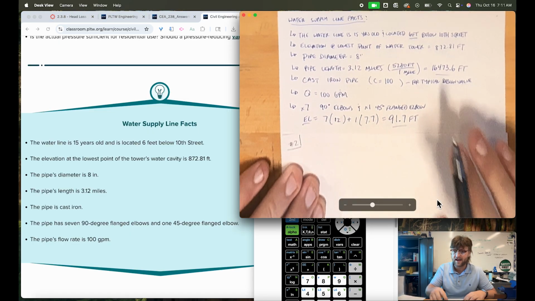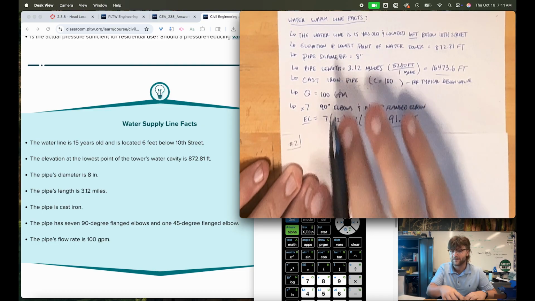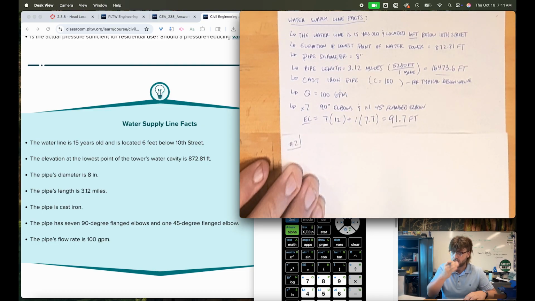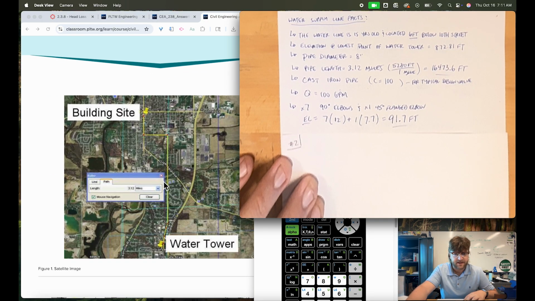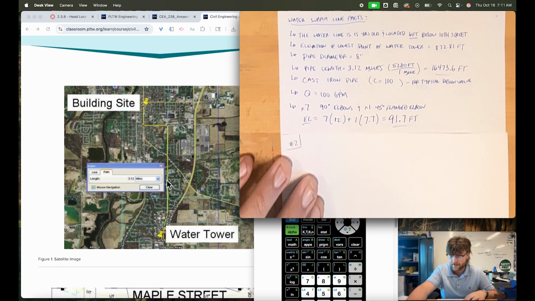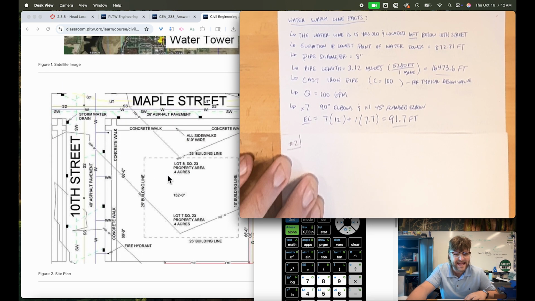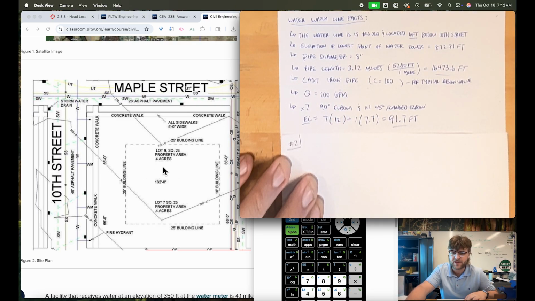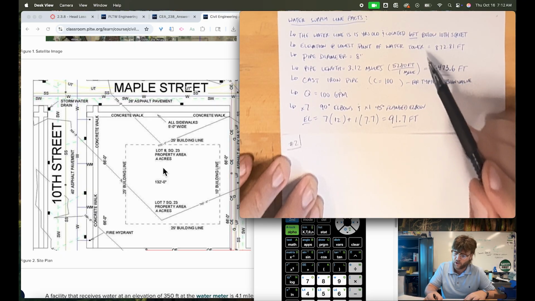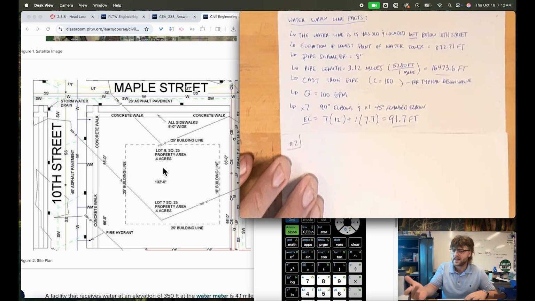Alrighty, now that we have all these water supply line facts written out here, we can begin to evaluate this question. So for number 2, let's scroll down here. We have some sources here. We have the satellite image, and they took the satellite image, followed the water supply line, mapped that out, and found that it's 3.12 miles in length, as mentioned. And then we have the actual site plan here. Now, some very important information is, what is the elevation of our site? They provided us the elevation at the lowest point of the water tower. However, what is the elevation of our site?